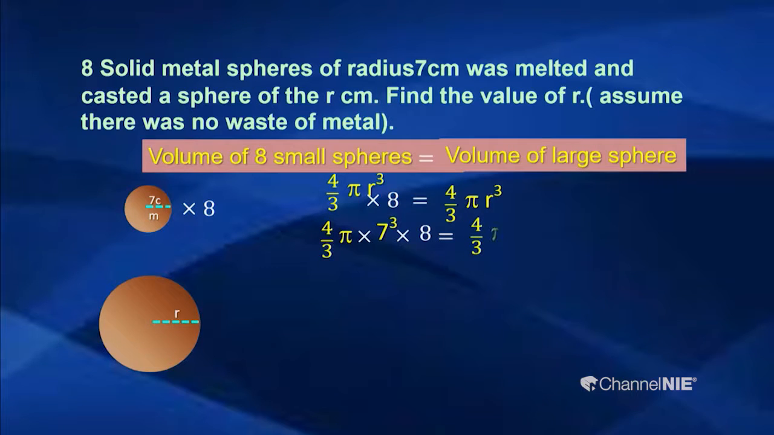Then you can obtain 4/3 π r cube. Here r means the radius of the large sphere. Now look here, 4/3 π and 4/3 π on both sides you can cancel. After cancelling these two parts, remain 7 cube into 8, and r cube. Then 7 cube into 8 equal to r cube.